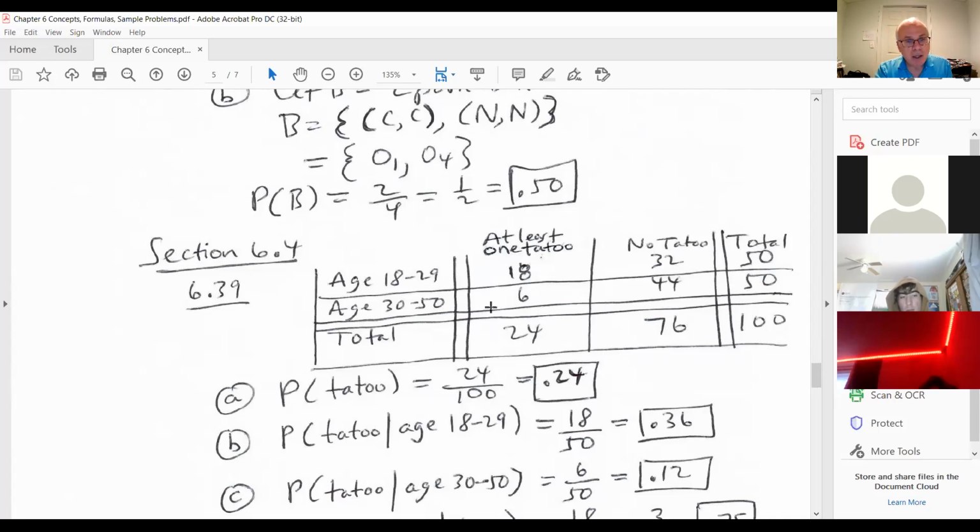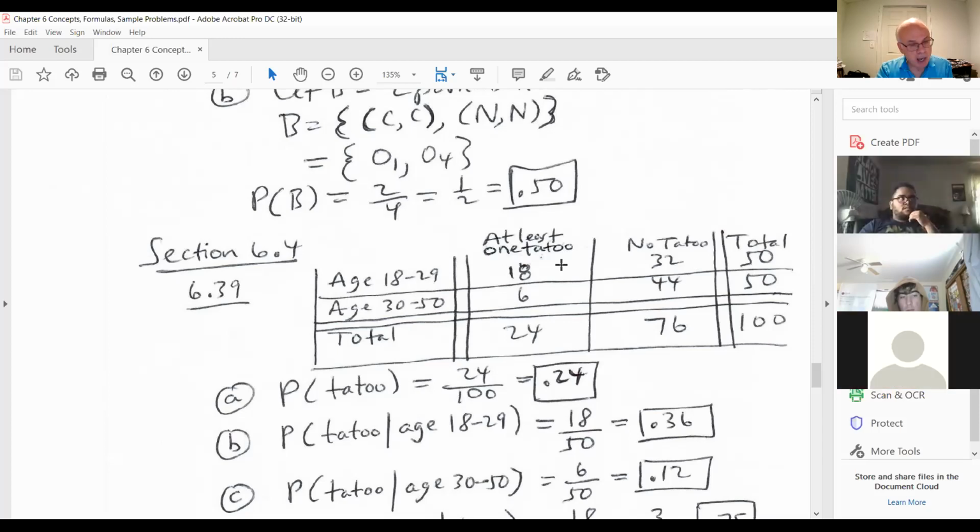Now, what are the two variables here? Age, there's two age groups, and then there's two statuses as far as tattoos are concerned. In other words, somebody was asking a question like, how many tattoos have you received in the last year?